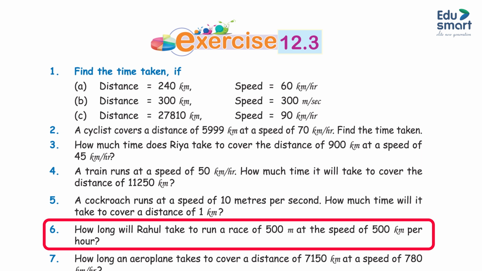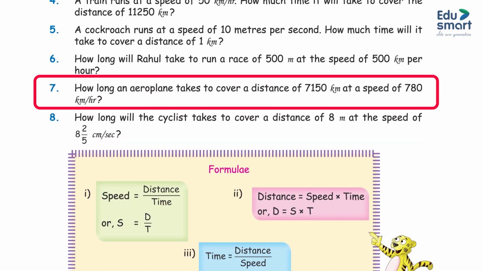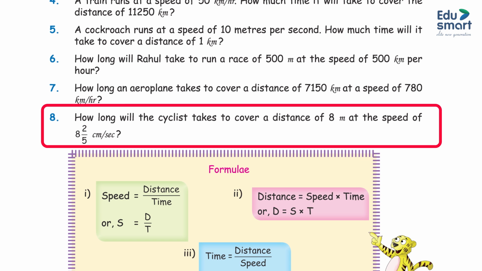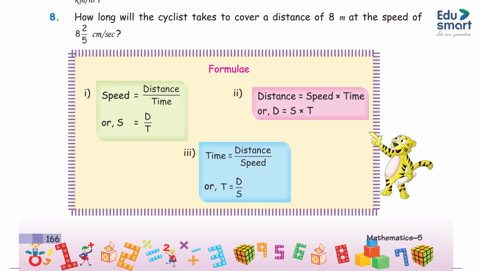Question 6. How long will Rahul take to run a race of 500 meters at the speed of 500 km per hour? Answer 4 seconds. Question 7. How long does an aeroplane take to cover a distance of 7,150 km at the speed of 780 km per hour? Answer 9 hours 10 minutes. Question 8. How long will the cyclist take to cover a distance of 8 meters at the speed of 82.5 cm per second? Answer 1 minute 35 seconds.